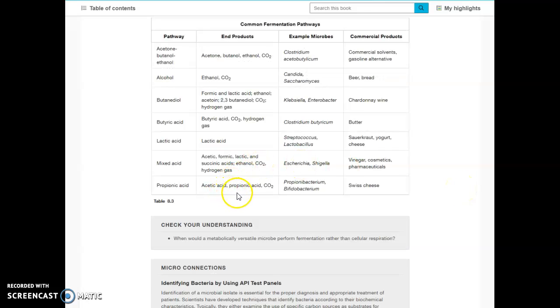So here are some other fermentation pathways. We can get butyric acid that we can use to make butter. We can get different forms of acids, acetic acid, for instance. We can use that in vinegar. That's what vinegar is. It's just acetic acid that's been put in water and reduced to a 5% concentration. Propionic acid we use to make Swiss cheese. That's what causes those holes in Swiss cheese. So we have a lot of different types of fermentation pathways that the microbes can use. And again, these we can manipulate so that they benefit us.